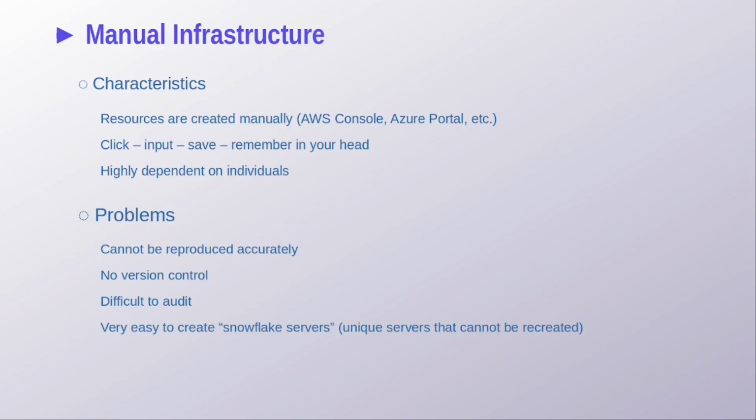Manual infrastructure creates many problems. You cannot reproduce the same environment. There is no version control. You cannot see who changed what. Auditing is very difficult. This creates something called snowflake servers. Each server is unique, each server is difficult, and you cannot recreate it. This is very dangerous in a production system. Manual infrastructure works at the beginning, but it fails when the system grows.